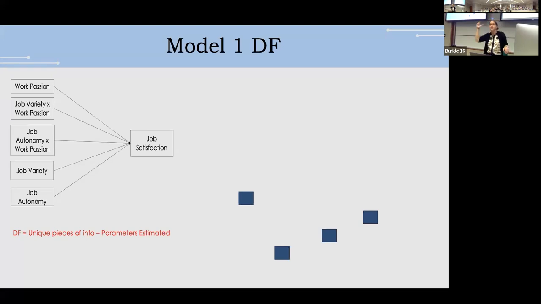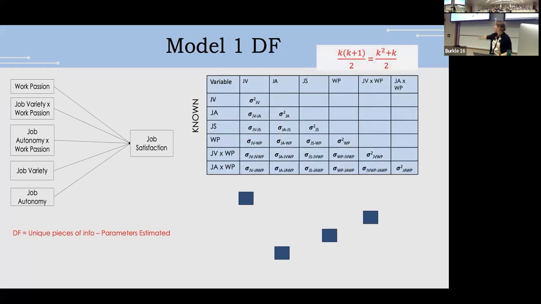So how does work passion move with job satisfaction? How does work passion move with job variety? How does this moderator variable move with job autonomy? And then I get the variance of each of those. So the known information that we have looks like this. It's just the variance on the diagonal and the covariance on the off diagonal. Again, just a correlation matrix, but in raw units.